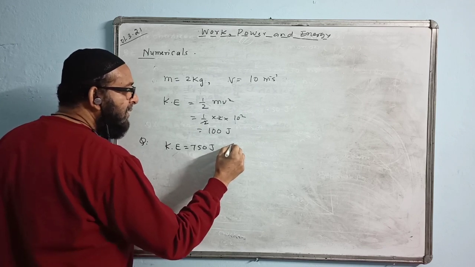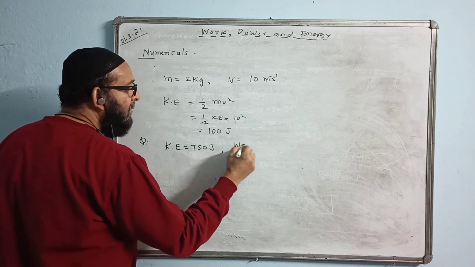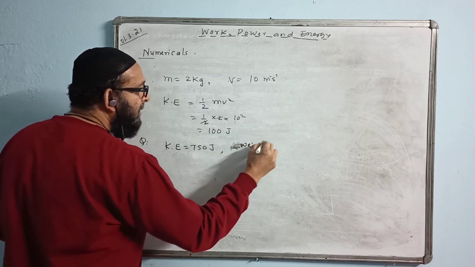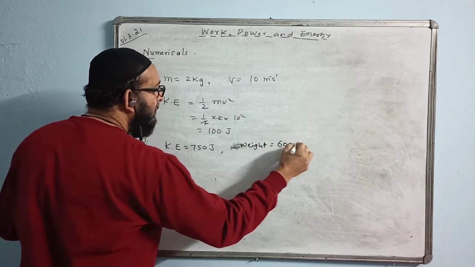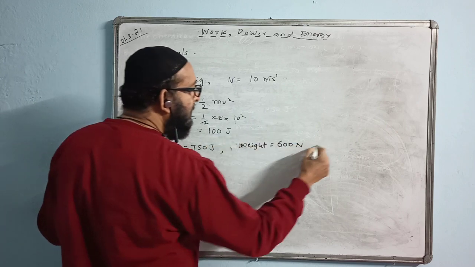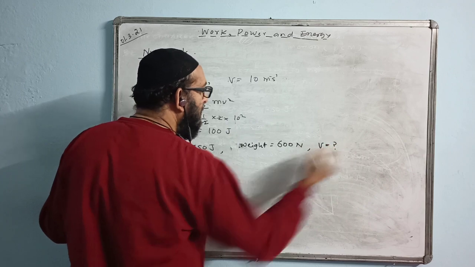Weight of the person is given, W is given. You can write the weight. Weight of the man given is 600 Newton. You have to find the speed of the man. So V is a question mark.